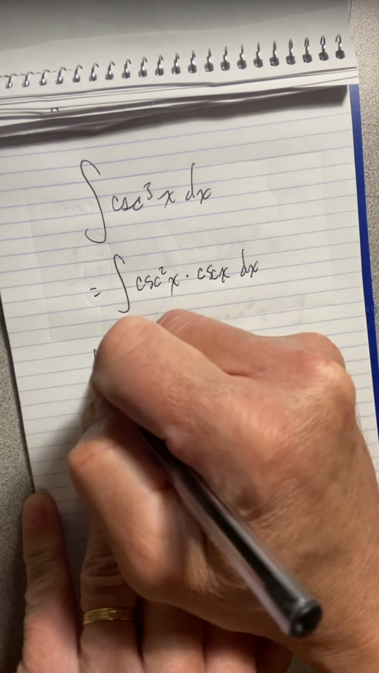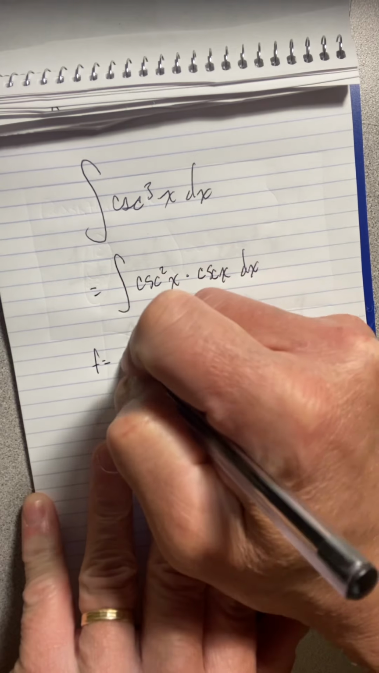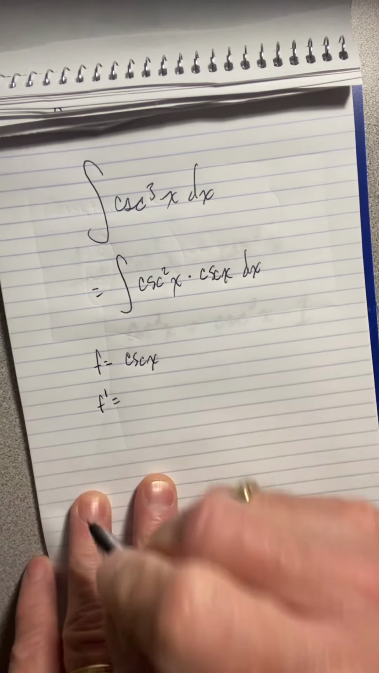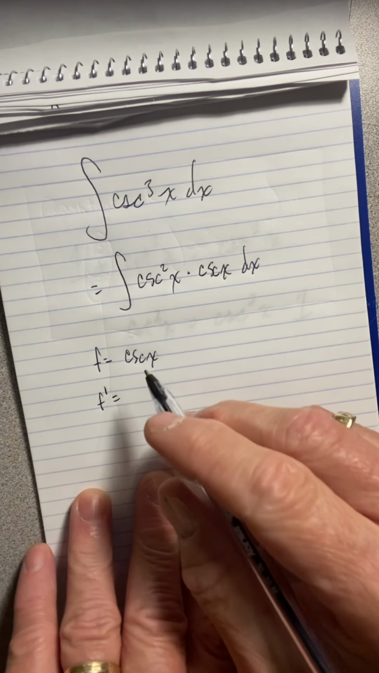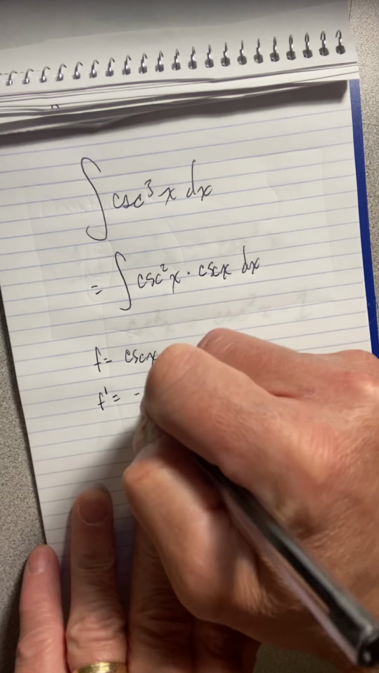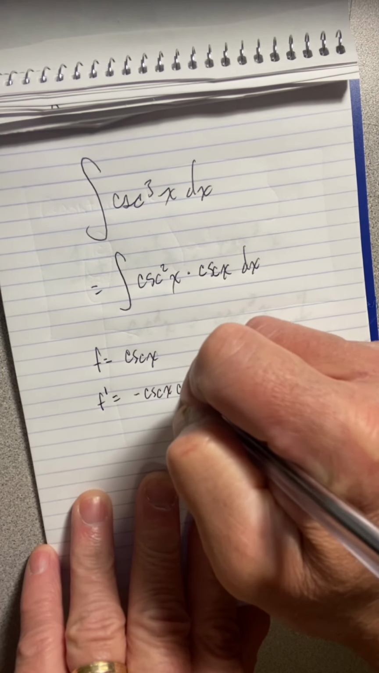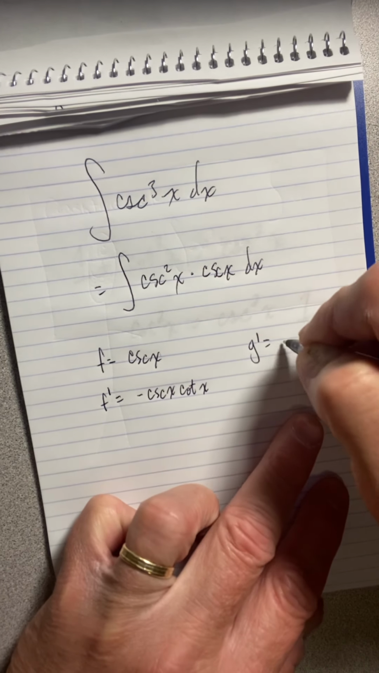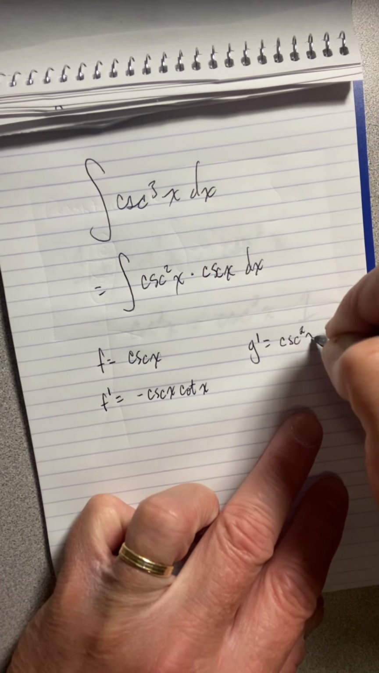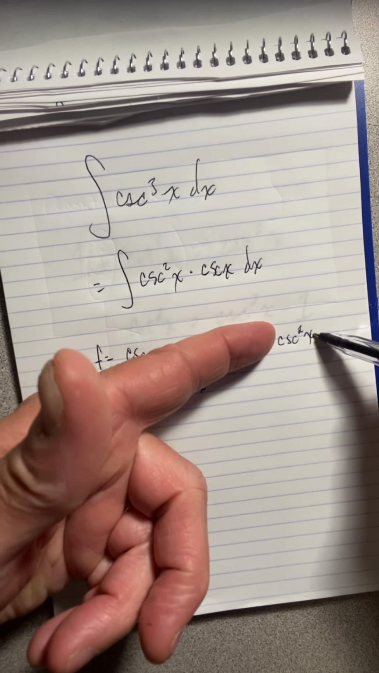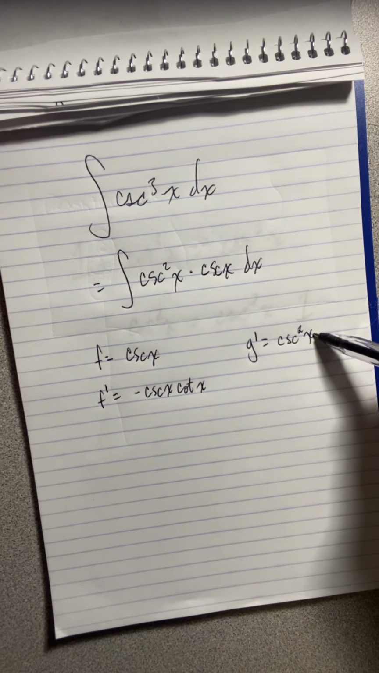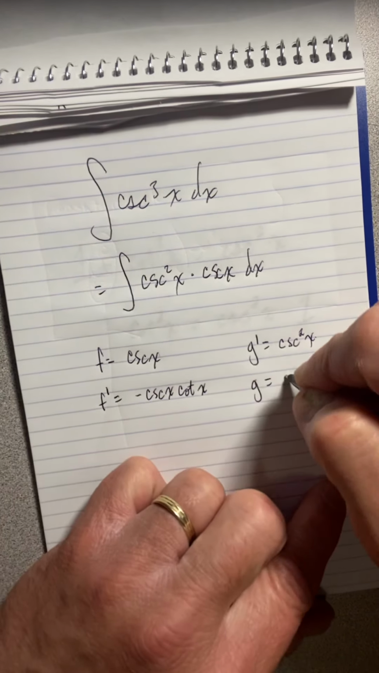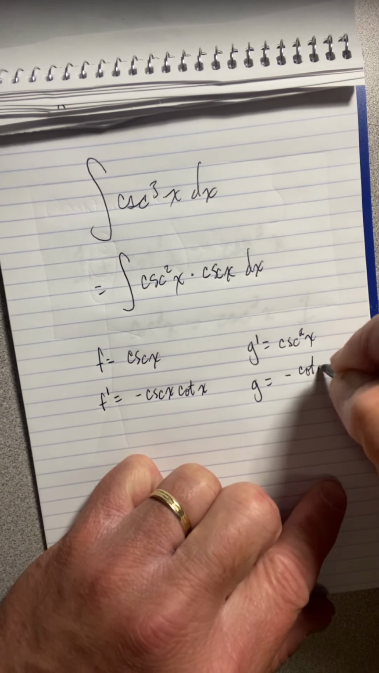I'm going to say, let's let f be cosecant x, because the derivative of f then would be the derivative of cosecant, which is negative cosecant cotangent. Then I'm going to let g prime be cosecant squared, because we can anti-differentiate cosecant squared. We know if we differentiate cotan, we get negative cosecant squared. So if we anti-differentiate cosecant squared, we get negative cotangent x.